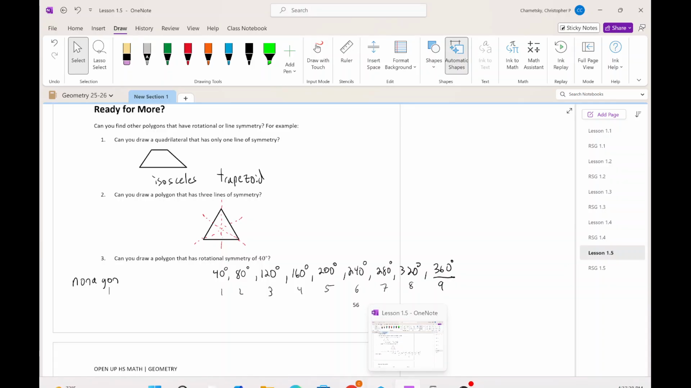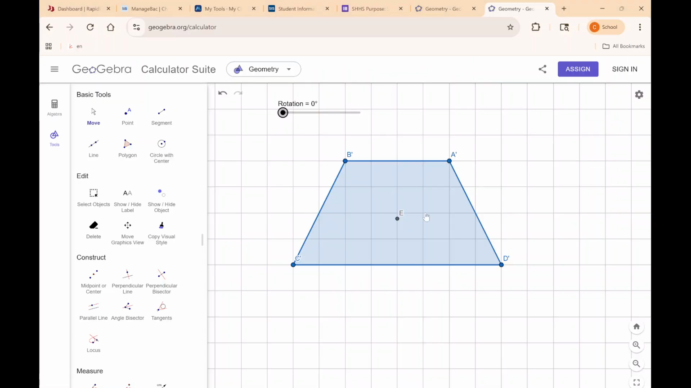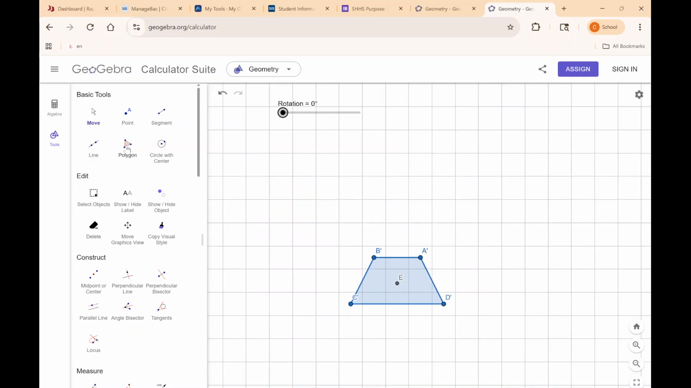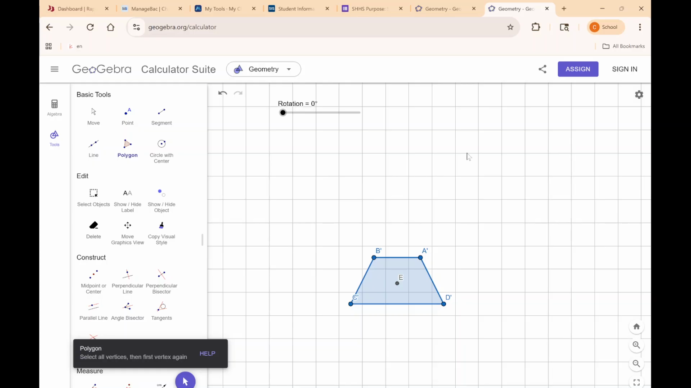And if you want to know what that looks like, it's kind of tricky to draw. We want a regular polygon.